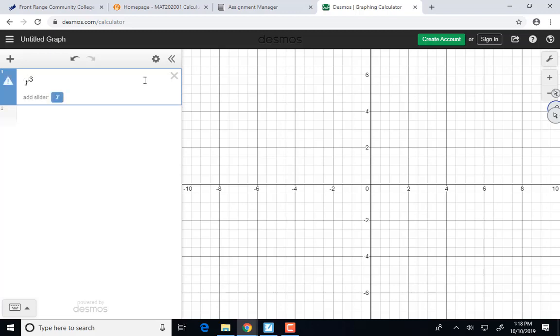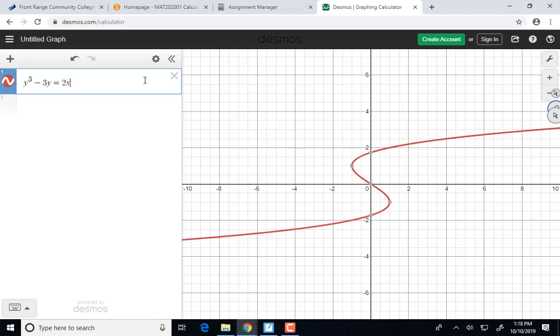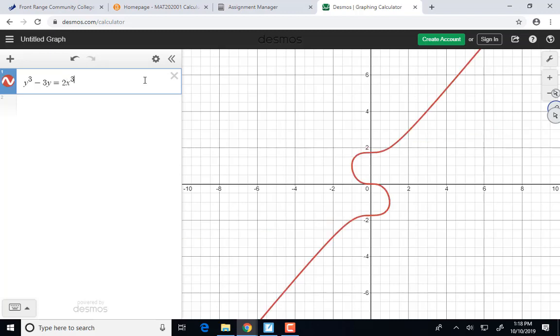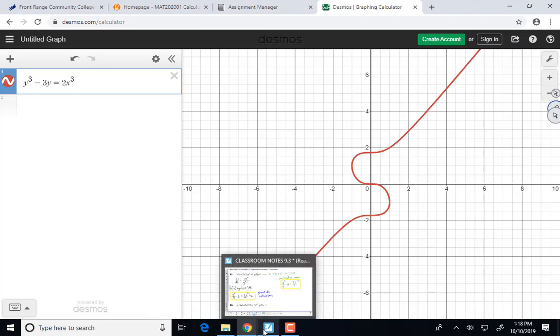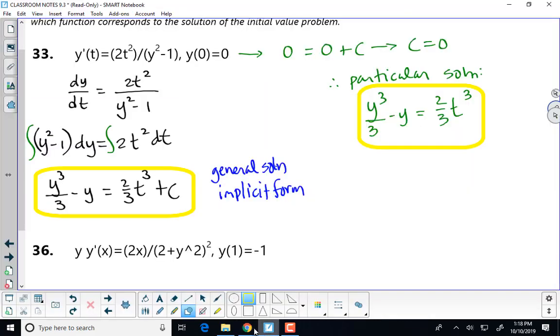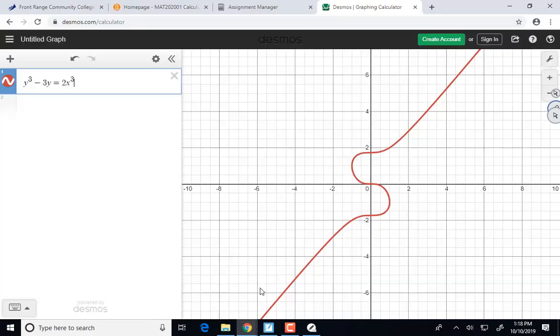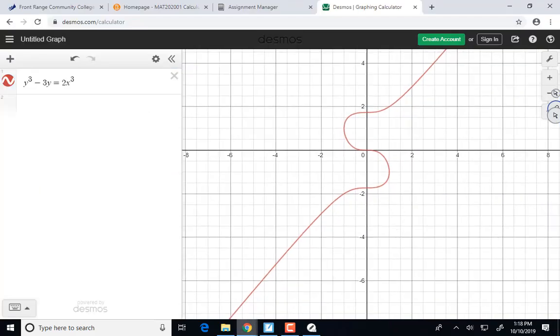Y cubed, I'm sure I put a capital Y. Y cubed minus 3y equals 2t cubed. Wait, did I get rid of the 3? You multiply it by 6. Oh, and this doesn't have a t in it, I have to put an x. All right, so there is the solution, that's the solution curve. Let's grab that and bring it over, and let's analyze what this means. So there is our solution curve.